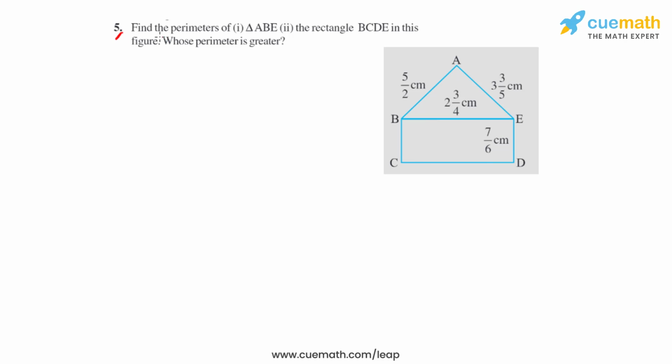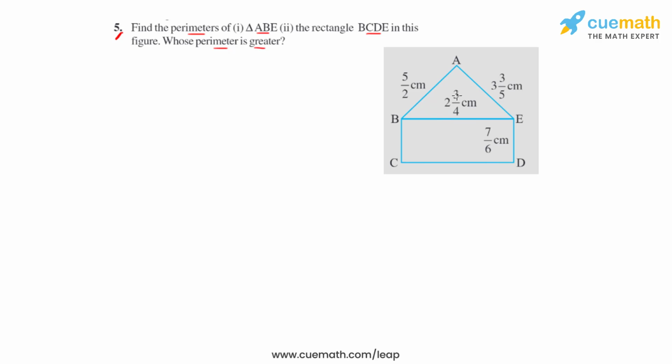Question number 5 says to find the perimeters of triangle ABE and the rectangle BCDE in the given figure, and we have to find out whose perimeter is greater. In the given figure we have been given the side lengths of the triangle ABE, and also the side lengths of the rectangle BCDE. But a few of the lengths are in the form of mixed fractions, so we'll have to convert them into improper fractions first.